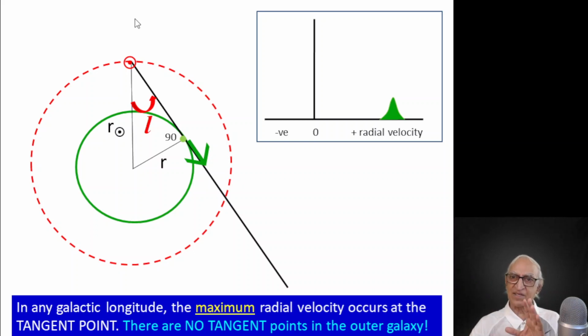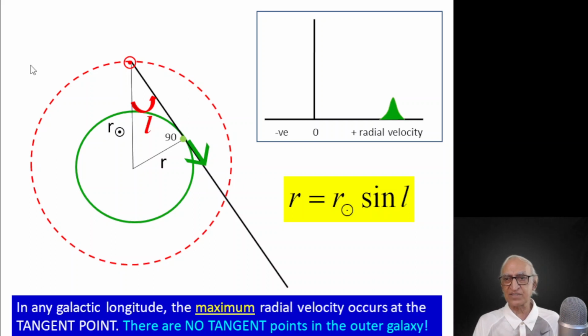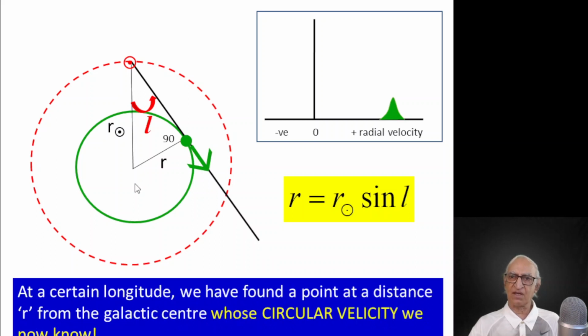So now let's put back all the clouds in our sample along this longitude. But before that, please notice that I know exactly the distance at which that cloud is from the center of the galaxy, because this angle is 90 degrees. Therefore, this distance r of this green cloud from the center of the galaxy is r sun sine L, where r sun is the distance of the sun from the center of the galaxy.